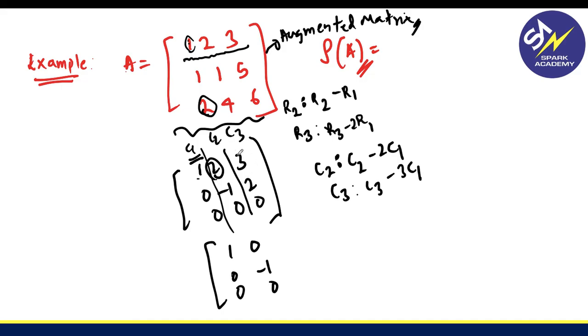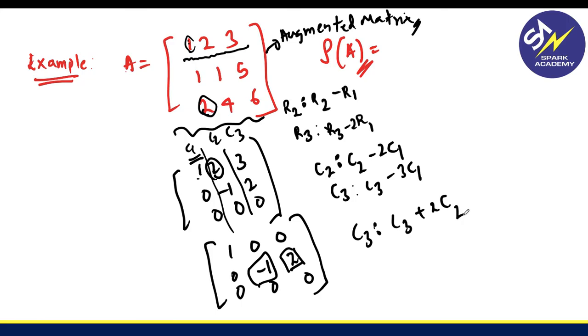Now observe this. 3 minus 3 is again 0. 2 minus something is 2 only. 0 minus something is 0 only again. So now you can again observe that here it is 2, here it is minus 1. So can I write C3 such that C3 plus 2 times C2. Now what will happen here? 1, 0, 0, minus 1, 0 as it is. 0 with 0 is 0. 2 plus 2 is 0. 0 plus 0 is 0.